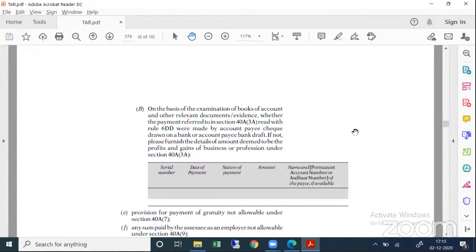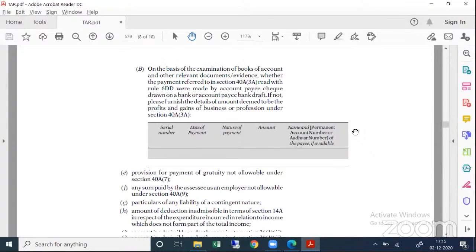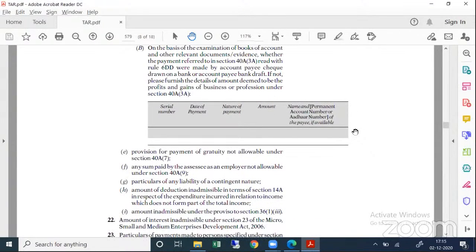So moving on, clause number G, subclause G, wherein particulars of any liability of contingent nature have to be provided. These disclosures also have to be obtained from the client, whether there is any contingent liability of the assessee. Again, now moving on to clause H.